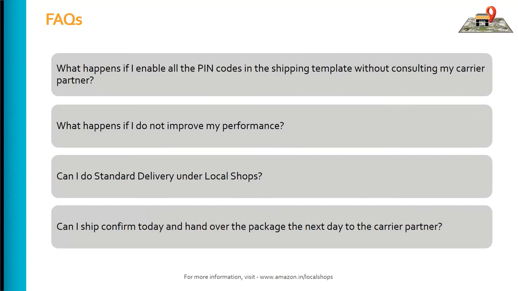Question number two: what happens if I do not improve my performance? Well, there is a reasonable amount of time that the business team provides, and it's not just the time. We also help you with inputs, or we try and reach out to you through various channels to inform you that something is going bad. We'll also share the best practices and inform you of the common mistakes that you'd be making, and help you improve the performance. And still, if the performance is not improved, there is a scope that you'd be losing your prime badge. That would definitely reduce your sale volume on your Amazon.in page.